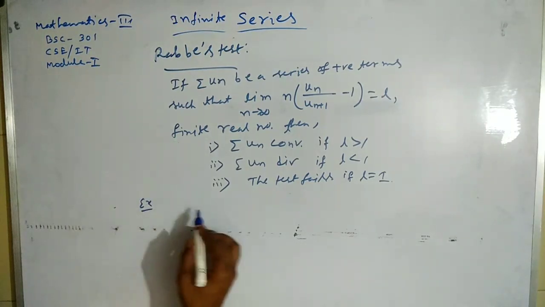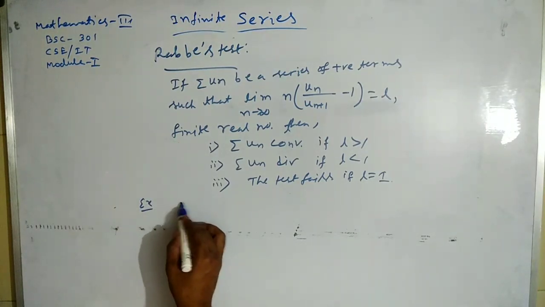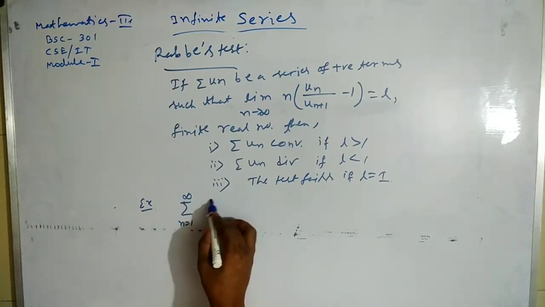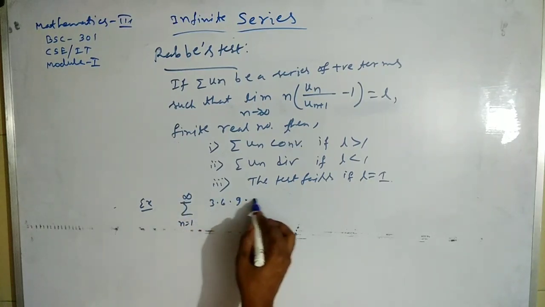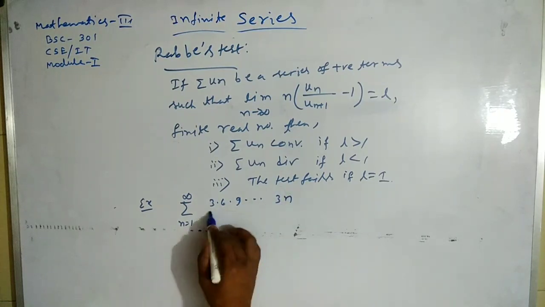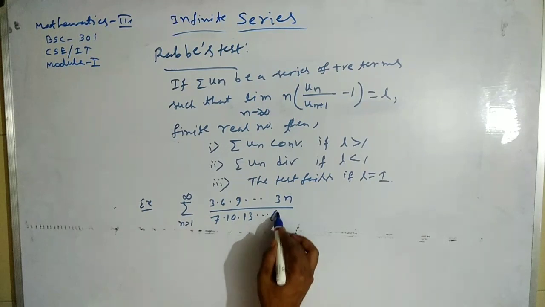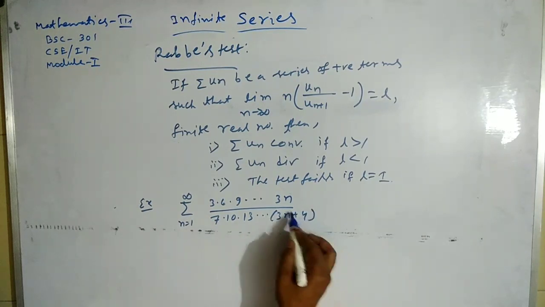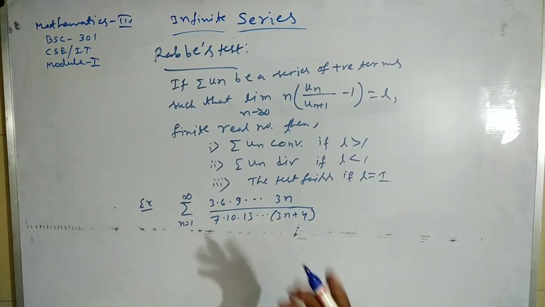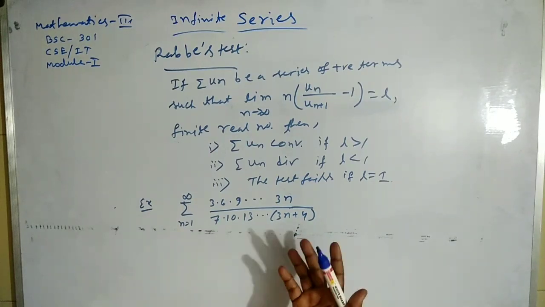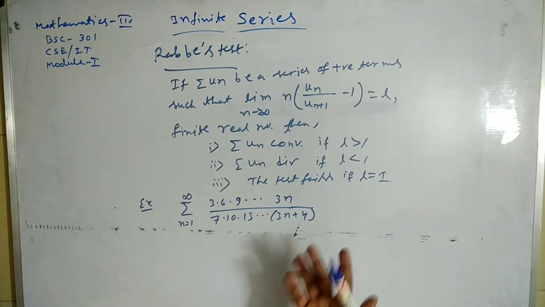The example is: let the series be summation n equals 1 to infinity of (3 into 6 into 9 into ... 3n) by (7 into 10 into 13 into ... 3n plus 4). So this is the series, and we have to check the convergence or divergence of this series. So now I will apply Raabe's test.